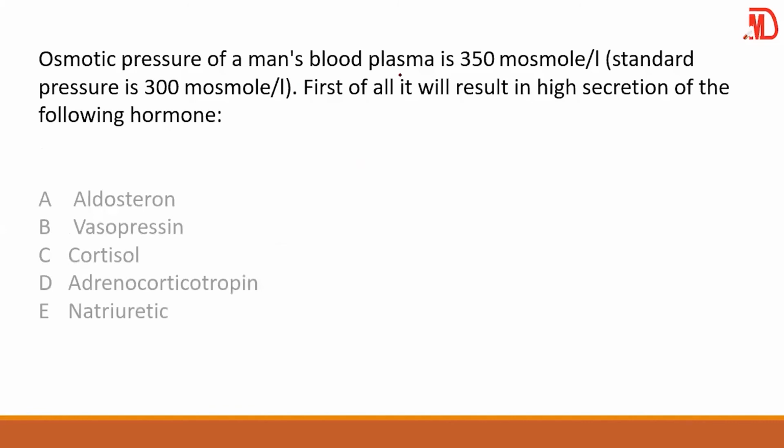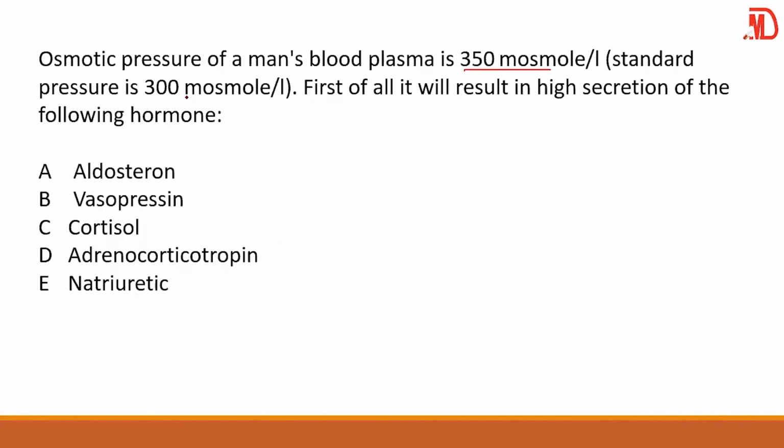Osmotic pressure of a man's blood is 350. Standard is 300. That means that it is low, right? Then concentration of blood sugar, no, the blood plasma is low. First of all, it will result in a high secretion of what? So when there's a low amount of solute, what is happening? Sorry, it's high. There's too much solute. Sorry. Osmotic pressure of a man's blood is 350. The standard is 300.